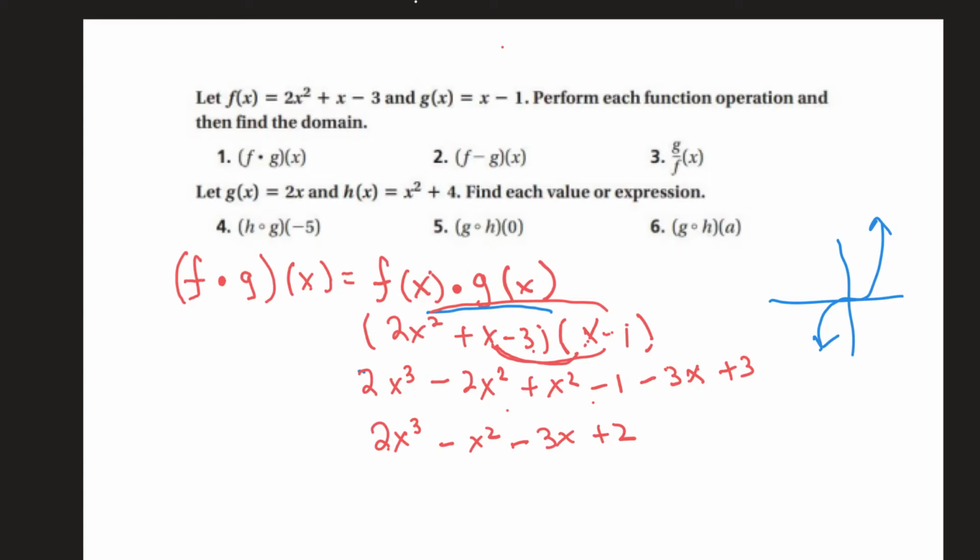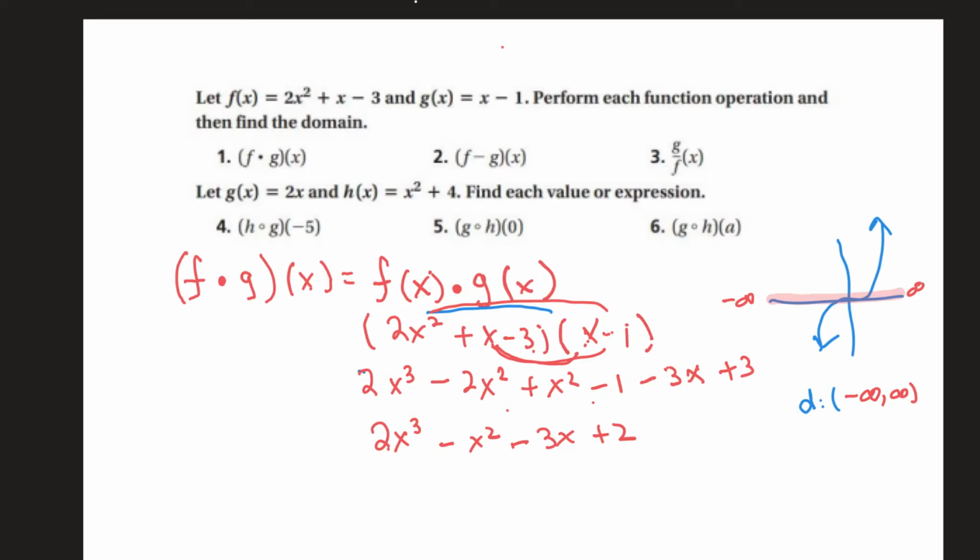And remember, we discussed today that the domain will be from the lowest x value to the highest x value. In this case, it will be from negative infinity to positive infinity. So that is the domain. Negative infinity to positive infinity. Sometimes math teachers say all real numbers.